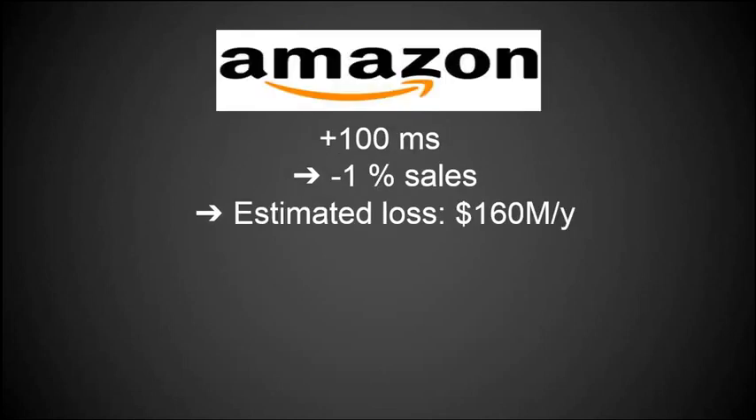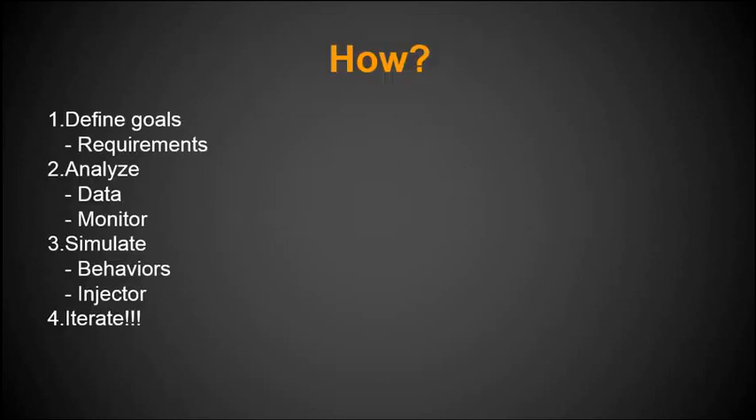The other example is Amazon. Amazon observed that if their page load time increases by just 100 milliseconds, their overall yearly revenue decreases by 1%, and the total loss is $160 million per year. That's a huge thing, and nobody wants to reduce their performance and thereby decrease their sales. Nobody wants that, right?